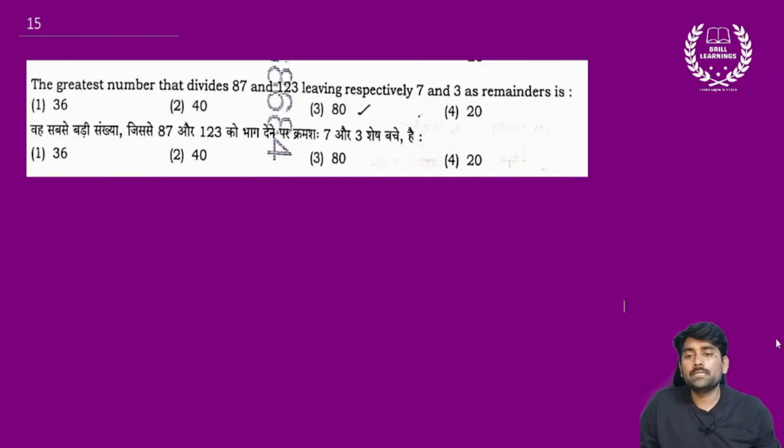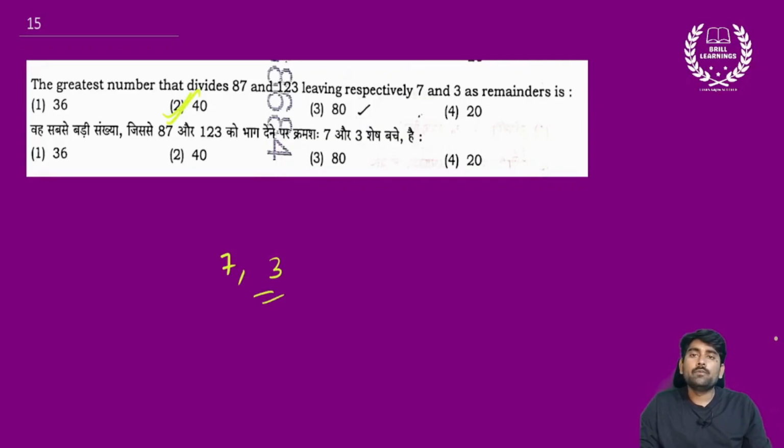Number that divides 87 and 123, leaving respectively 7 and 3 as remainders. By looking at the options itself, you can solve this question. First, take the 40 here. With the help of 40, first check the divisibility. 2 fours are 8, so 80. Remainder is 7. 3 fours are 12, so 120. Remainder is 3. So this is our answer.